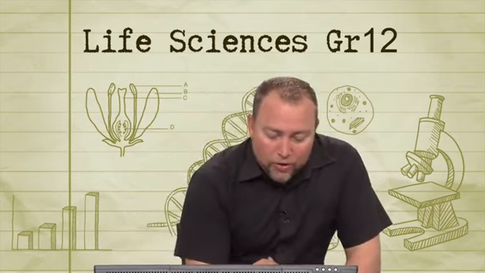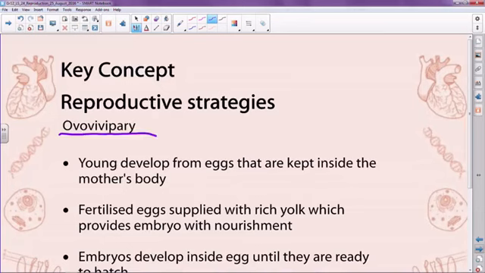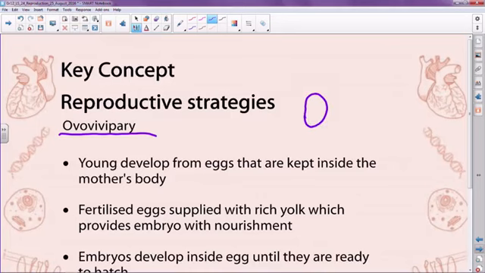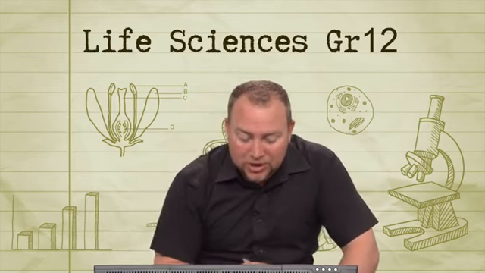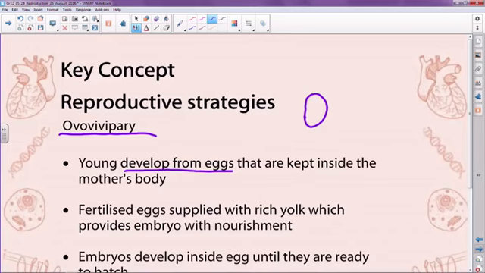Next one we're going to have a look at, try this one out: ovoviviparous. What a word. Huge. Does it have an O in it? There's an O, which means we're going to have an egg. Am I right? It has an egg. Let's see what makes this different. Oviparous to ovoviviparous, what is the difference between them? Let's look at this. Young develop from eggs, same as the other one, that are kept inside the mother's body.